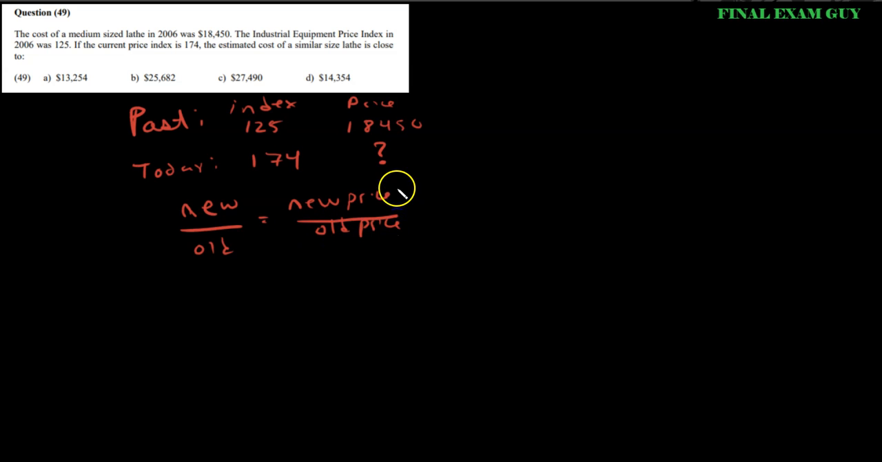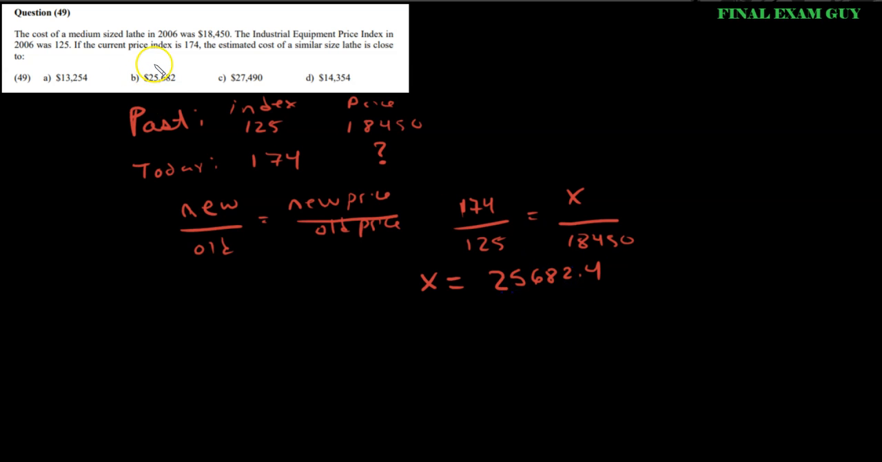The index is kind of like a benchmark, compensating for inflation and stuff like that from the past to the present. So let's just go ahead and plug in the values that we know. So 174 is the new one over 125 is equal to, we'll call it X over 18,450. In doing cross multiplying and dividing, you end up getting X is equal to 25,682.4. This corresponds to answer B.